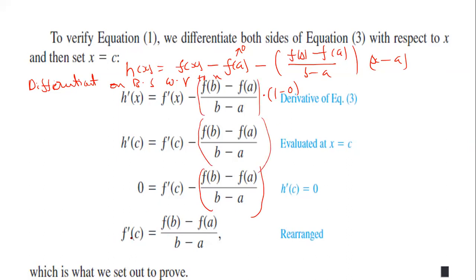Therefore, according to Lagrange's theorem, there exists c belonging to the open interval (a, b) such that f dash of c equals (f of b minus f of a) by (b minus a). This is the very important theorem.